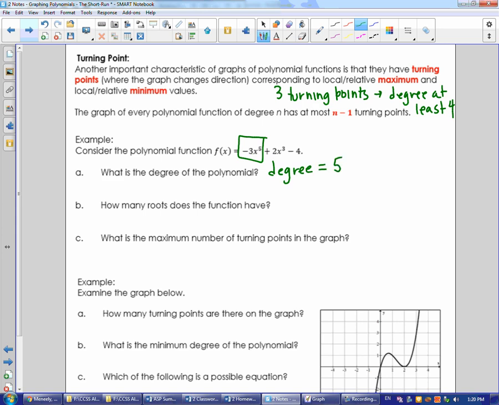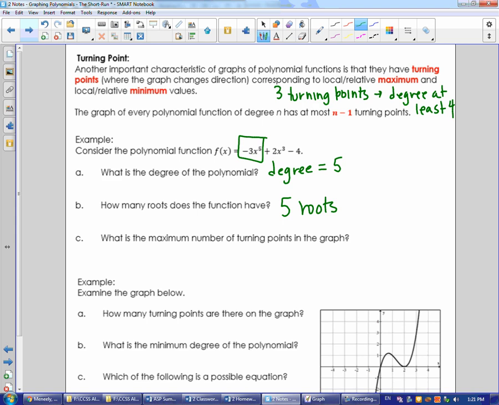And that must mean then, if the degree is 5, how many roots would there have to be? The number of roots needs to match the degree. So there must be 5 roots. Some of them may be real, some of them may be complex, and we'll get into that a little bit later. But if the degree is 5, there needs to be 5 roots to this function.